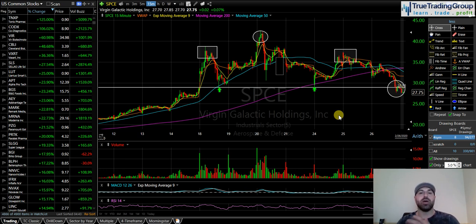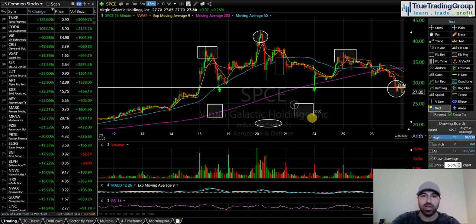Now you have something called a reverse head and shoulders, which is the exact same pattern, just flipped upside down. So instead of having your left shoulder and the head higher than the right shoulder, it's the opposite. If we flip this chart around, you'd have your left shoulder, your head would be lower, and then your right shoulder. And then the same thing, your neckline: the stock would break above the neckline and you get a move higher.